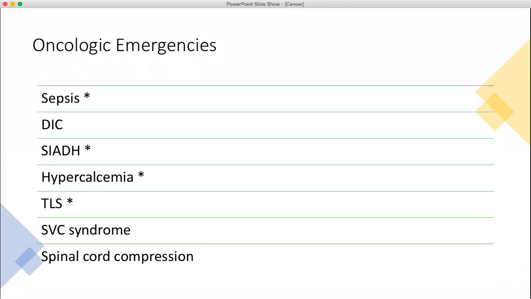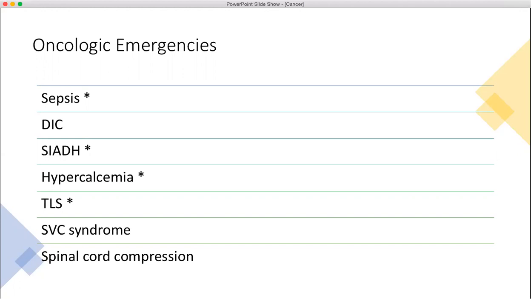Okay, oncologic emergencies. There are a lot of them here. Your book goes through quite a few of them. You are more than welcome to look through them, get a better idea of what they're all about. I have put asterisks next to the ones that I would like you to have an idea about at this point in your education, mainly because they kind of tie into stuff we've either already talked about or will be talking about throughout the semester.